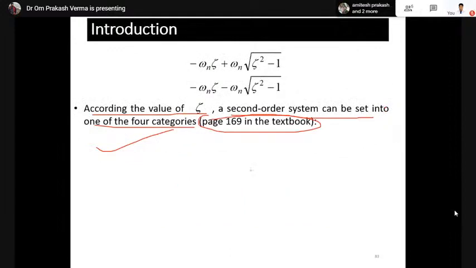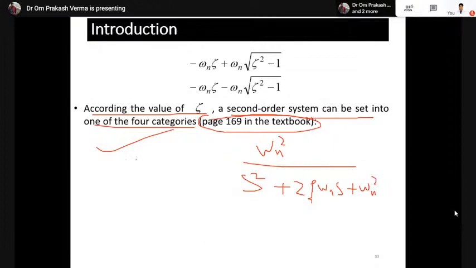Let's say our standard equation is given as omega n square upon s square plus 2 zeta omega n s plus omega n square. Let's say you fix the value of omega n, say 1, and this is the unknown frequency. Now try varying the value of zeta from 0 to 1.